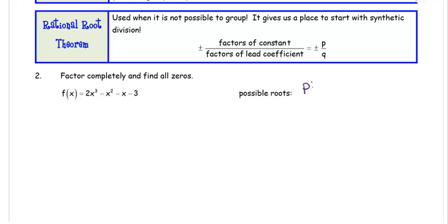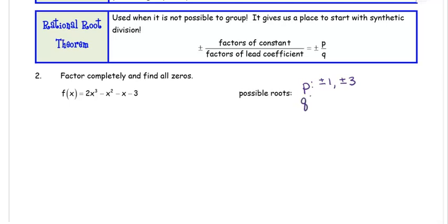The p-values are our factors of the constant. The constant is negative 3. And if we think about numbers that multiply to negative 3, well, we could say positive 1 and negative 3. We could say negative 1 and positive 3, which is why we would have plus or minus 1 and plus or minus 3. Do you see how this plus or minus is coming into play here?